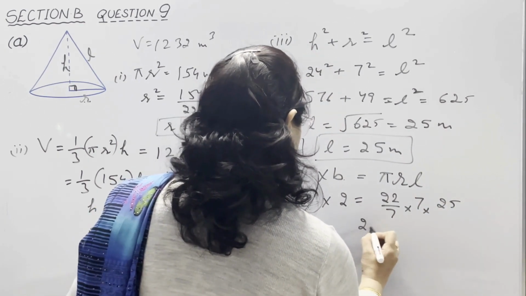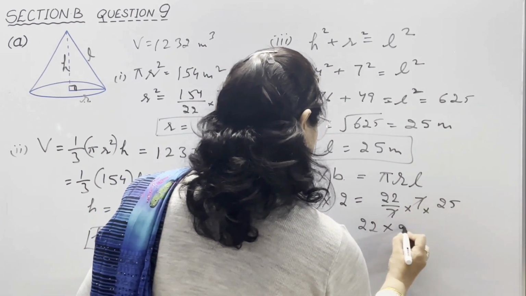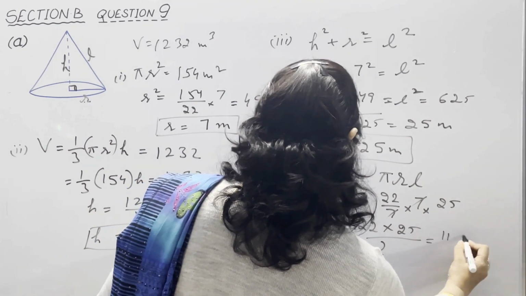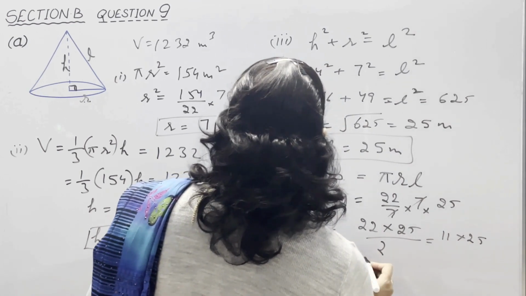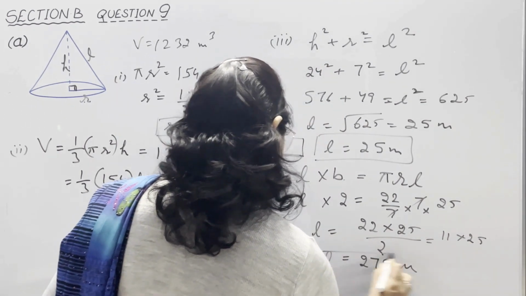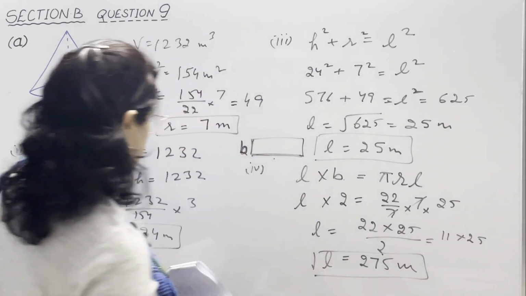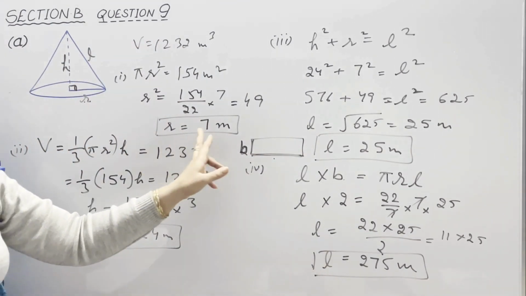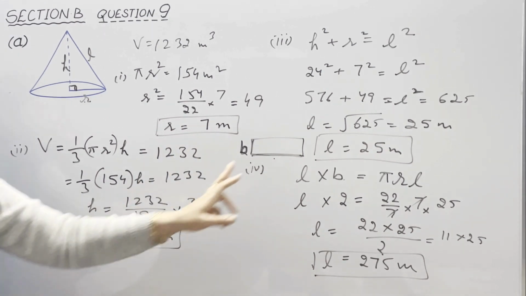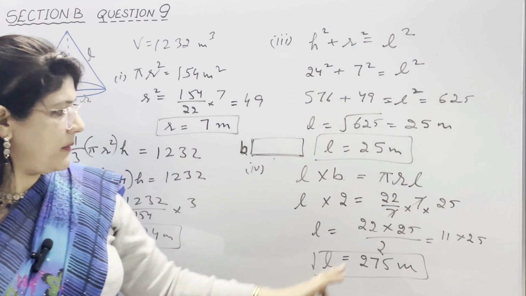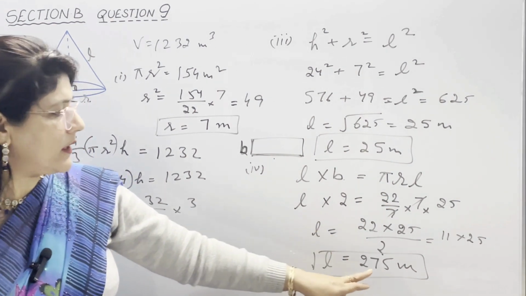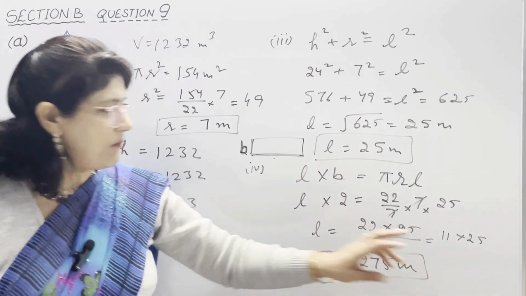So value of L is 22 into 25 upon 2. It means 11 into 25, which is equal to 275 meter. So L is equal to 275 meter. First part, R is equal to 7 meter. Second part, H is equal to 24 meter. Third part, L is equal to 25 meter. And then fourth part, length of the canvas required is equal to 275 meter.